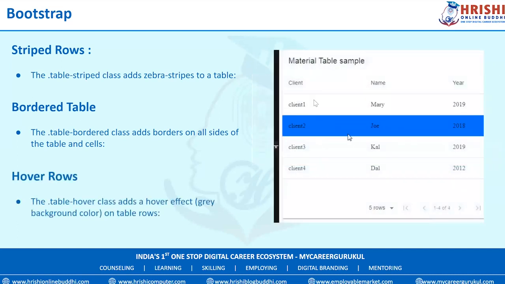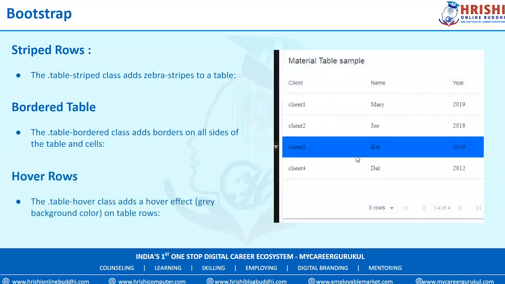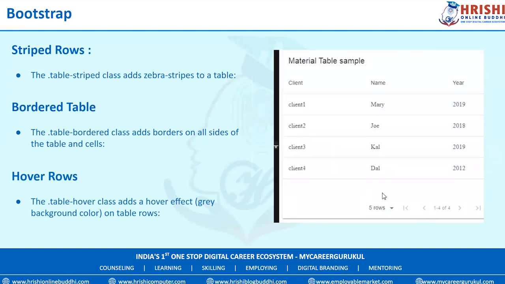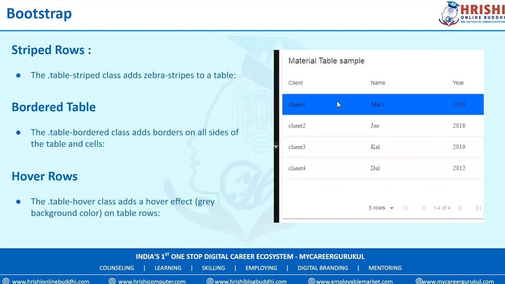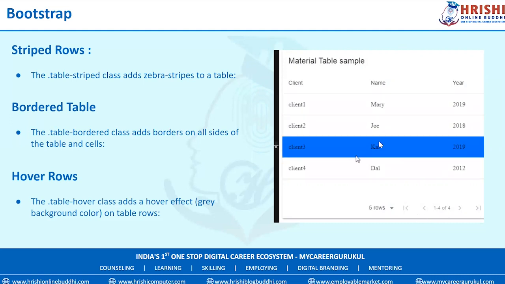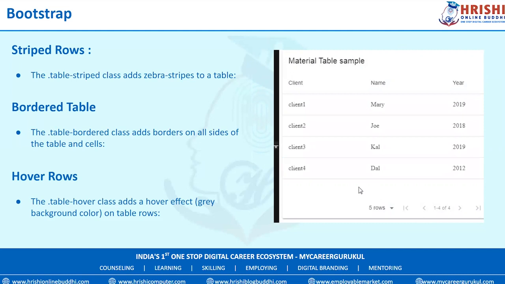Then comes the hover rows. Now, when we want to hover over a particular row or a particular column inside the table, you can make use of the table-hover class to add a hover effect. That is, it will give you a gray background color on the table. You can change the color, that is blue, green, yellow, according to your requirements. By default, it will provide you a gray color when you hover over a particular column or row.